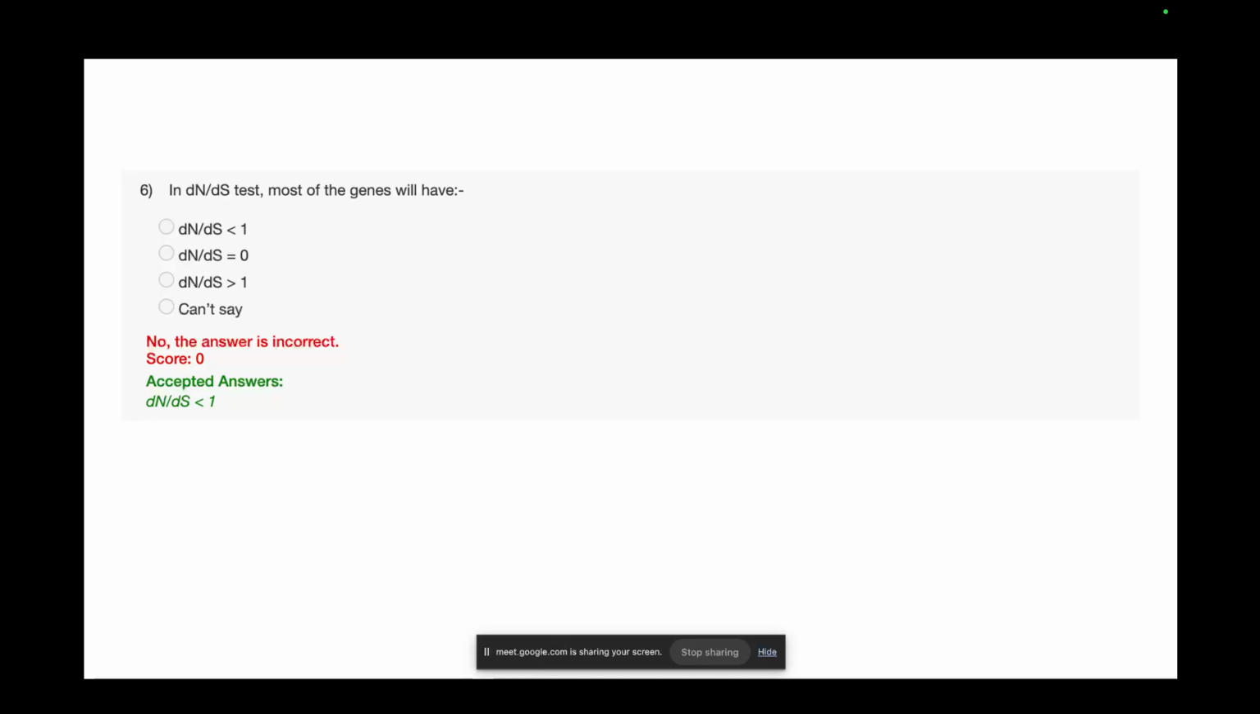If it is greater than 1, that means it is under some selection. Then you have more variants that are changing amino acids compared to your neutral variation. That should not happen in a general condition, right? Only when some selection is happening, then that will happen. So in a general condition, most of the genes will have dN by dS less than 1. The synonymous variations will be much higher than the non-synonymous variations. Right?